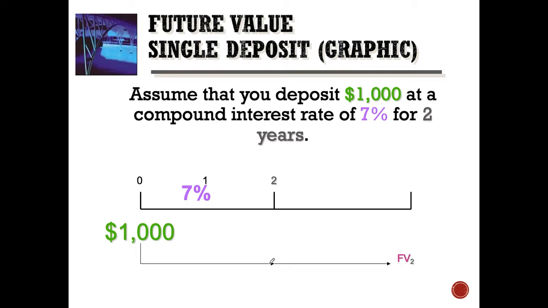Okay, this one is future value, single deposit, with graph. Assume that you deposit $1,000 at a compound interest rate of 7% for 2 years. This is 7%, start $1,000 for 2 years. Here, this one is future value.